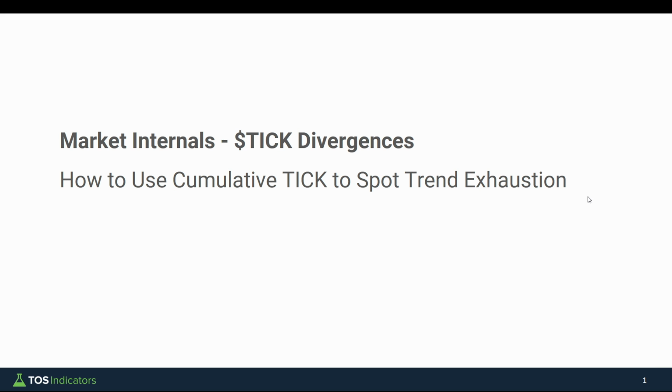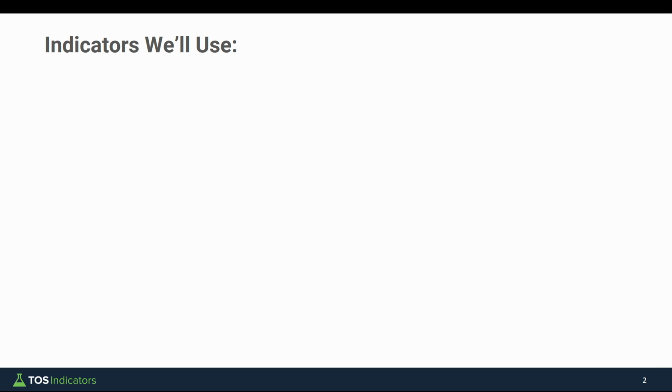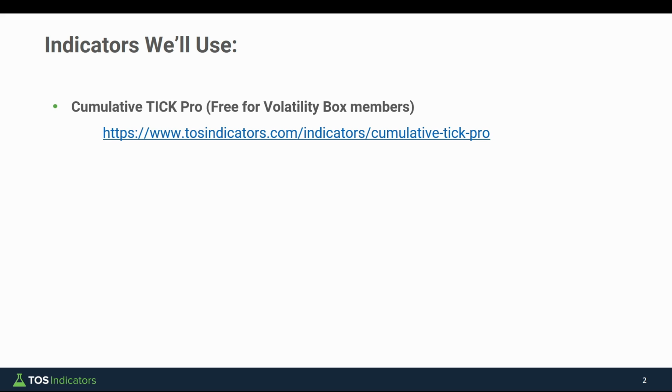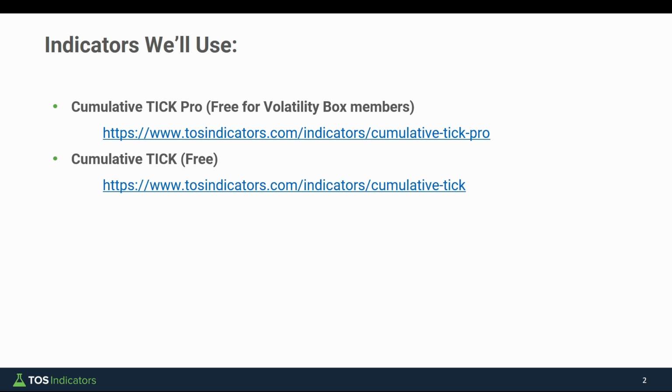Now I'll show you examples, but in order to follow along, these are the indicators that you may want to download ahead of time. For all Volatility Box members, I would suggest downloading the Cumulative Tick Pro indicator. The Pro version has the signals which we'll be discussing in today's video. In case you're not a Volatility Box member but you'd like to follow along, you can download the free version of the Cumulative Tick. It is a little bit more baseline, but I can show you what the differences are between the two, along with the same patterns that you should be looking out for.